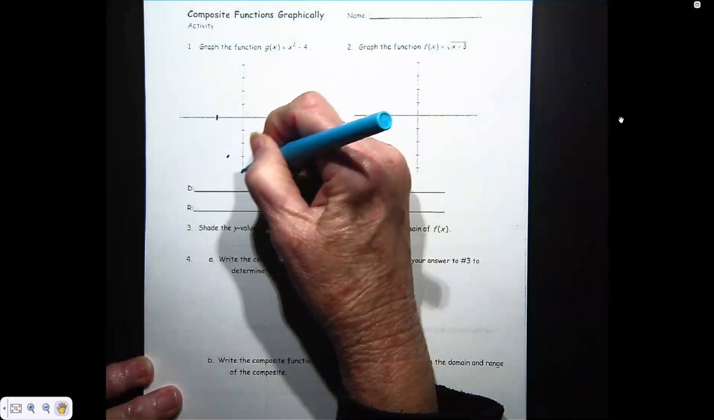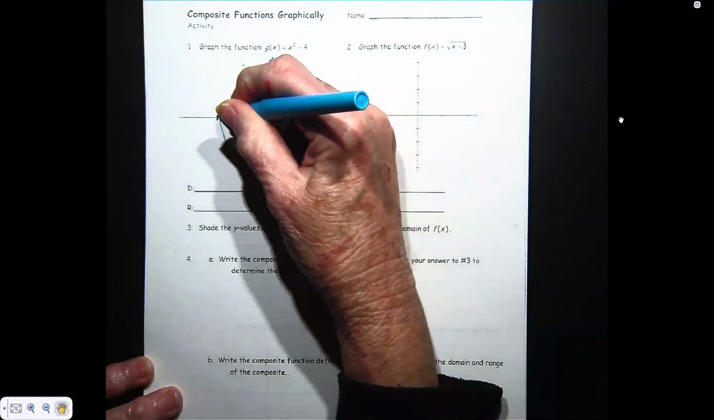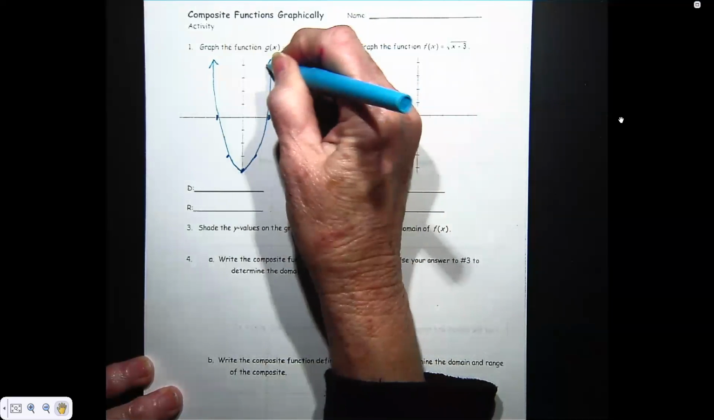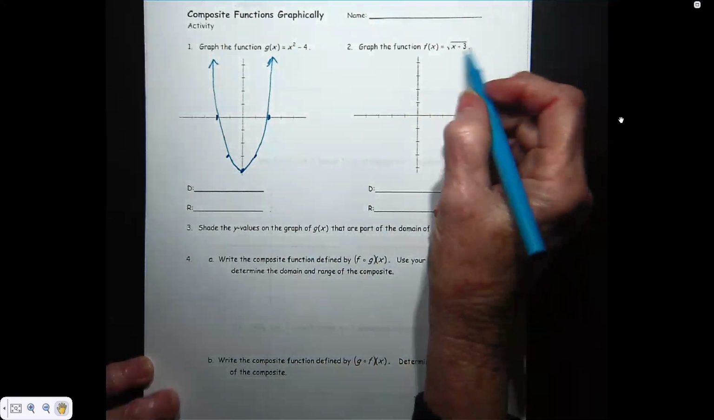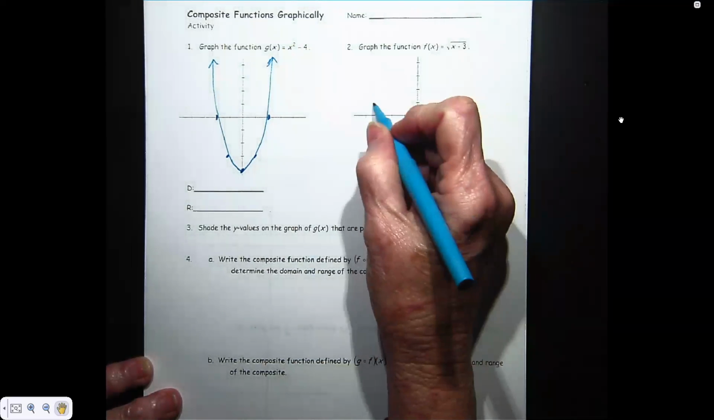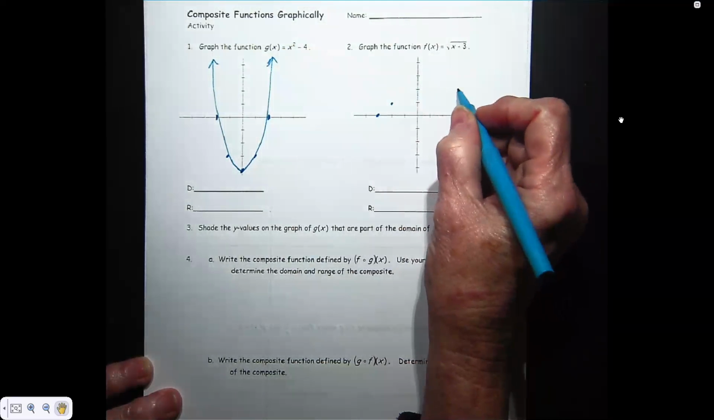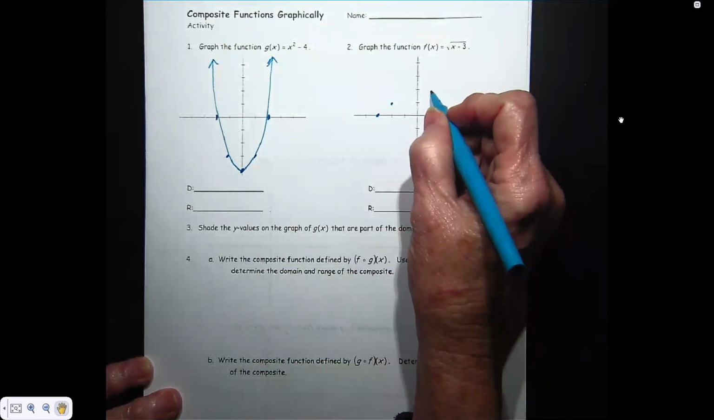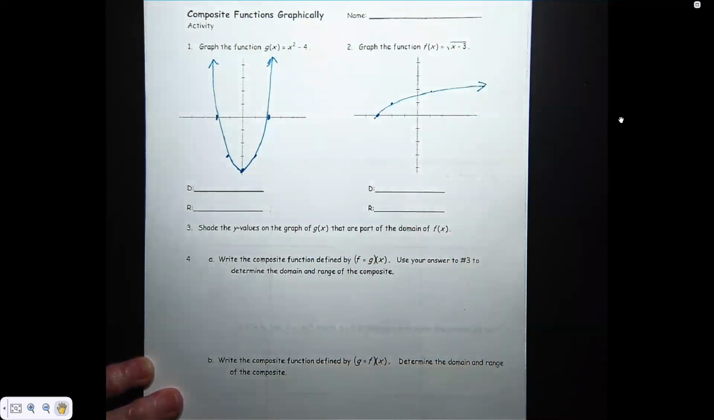And you guys know what that parabola looks like. So I would have a picture that looks like this. And now I'm going to graph the function, the square root of x plus 3, which shifts us to the left 3, and then up 1 over 1, up 1 over 3, so to here. And I'm going to get a picture that looks like this.